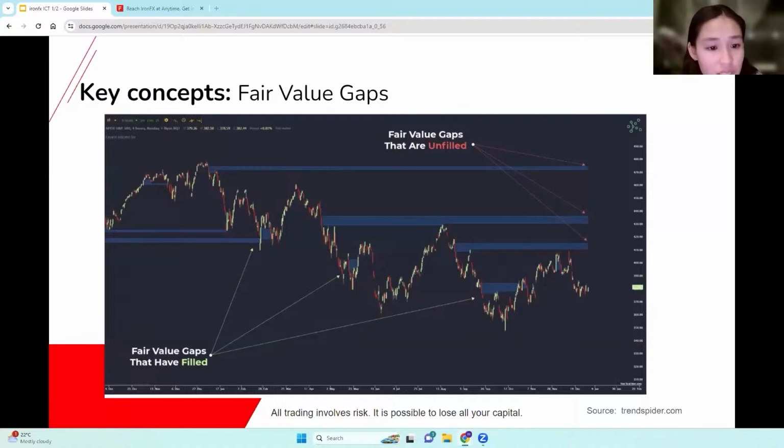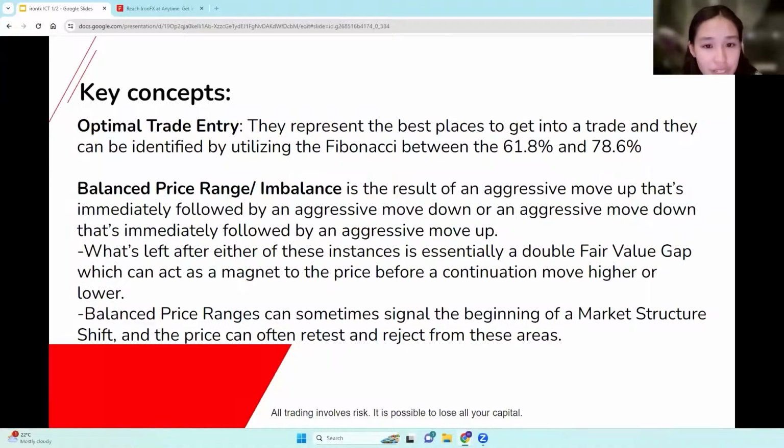Okay, so next let's look at optimal trade entry. The optimal trade entry represents the best places to get into a trade, and they can be identified by utilizing the Fibonacci between 61.8 and 78.6. So maybe I'll show you an example.